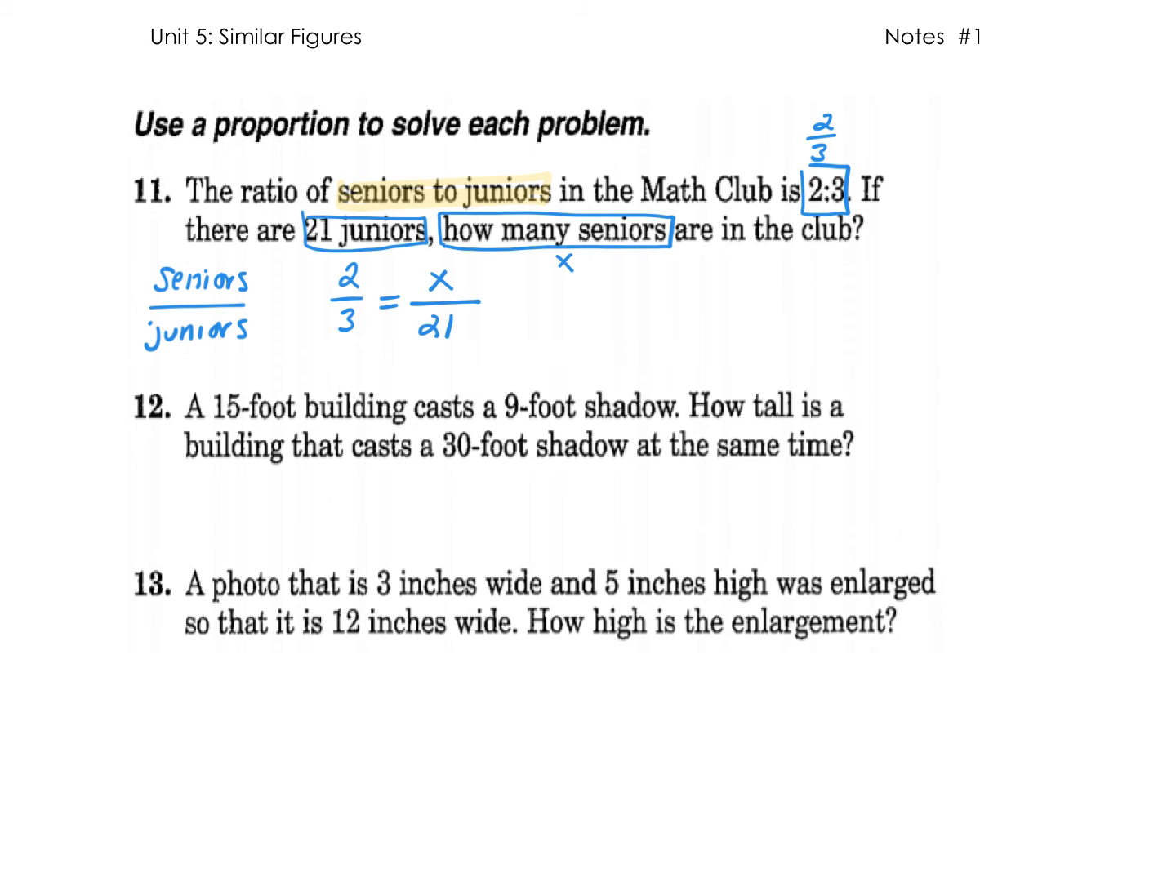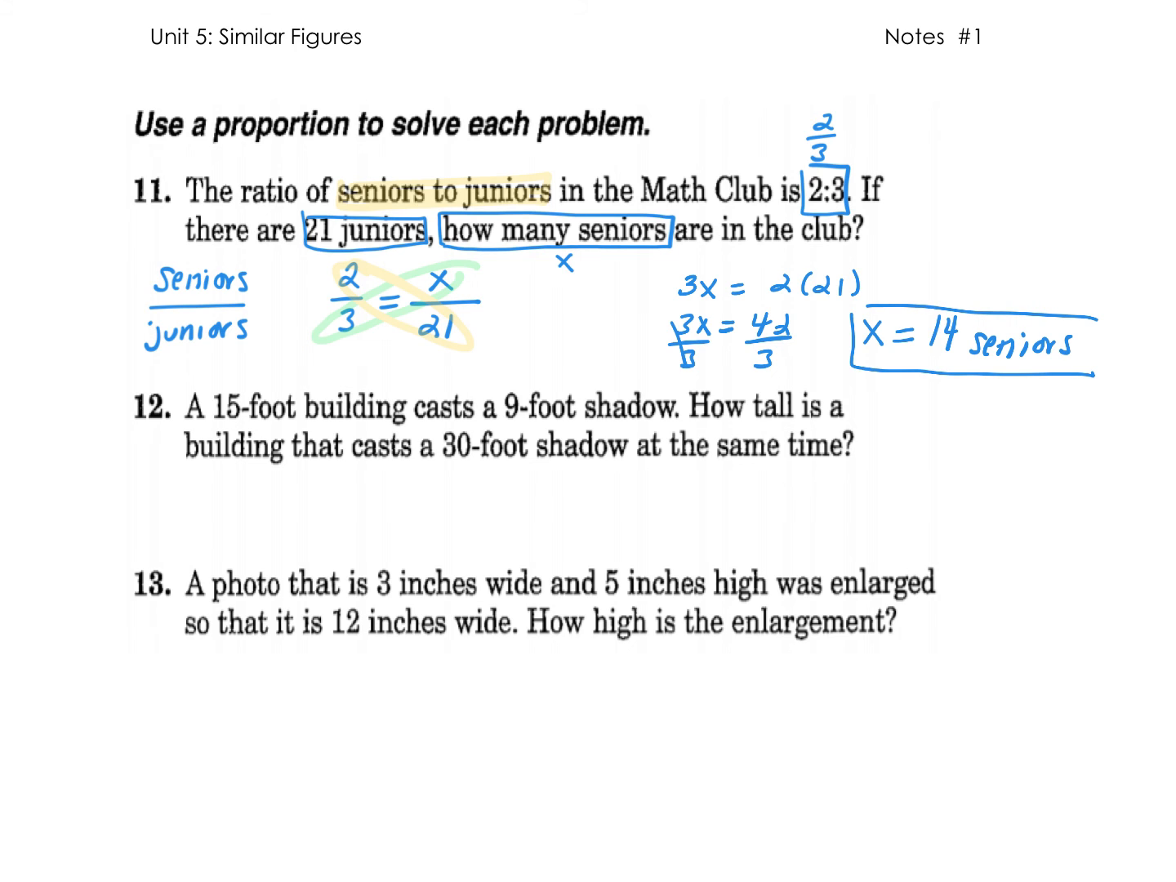Right, we've got a proportion, and remember that we're going to multiply along those two diagonals to solve it. So we end up with 3 times x is equal to 2 times 21, or 3x equals 42, and take and divide by 3. And we end up with x is equal to 14, and we're going to put on there that this is 14 seniors.